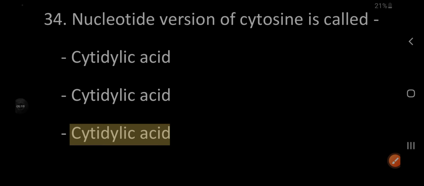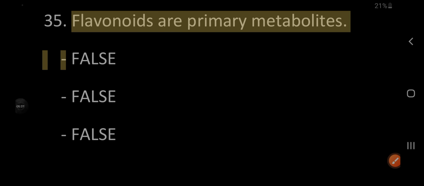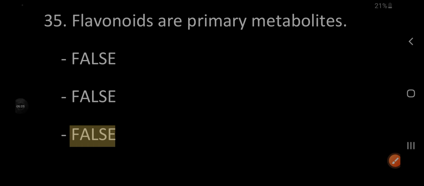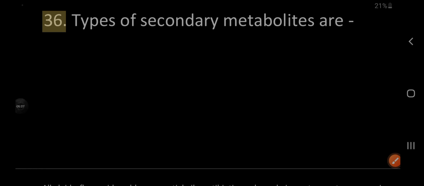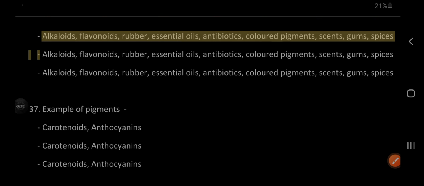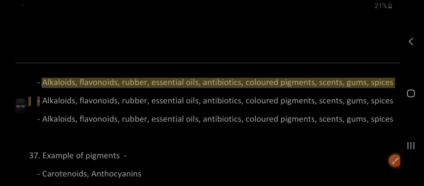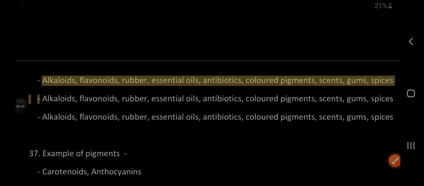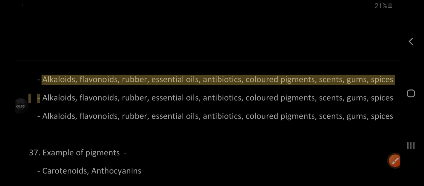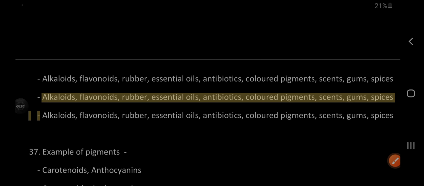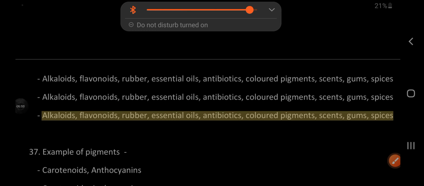35. Flavonoids are primary metabolites. False. 36. Types of secondary metabolites are alkaloids, flavonoids, rubber, essential oils, antibiotics, colored pigments, scents, gums, spices.